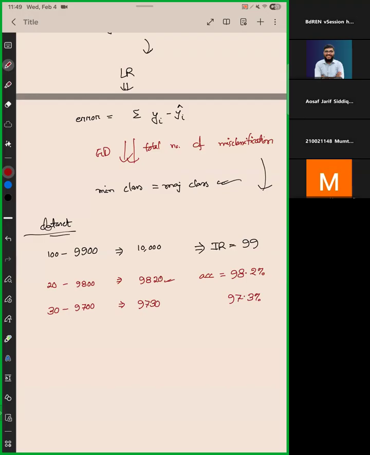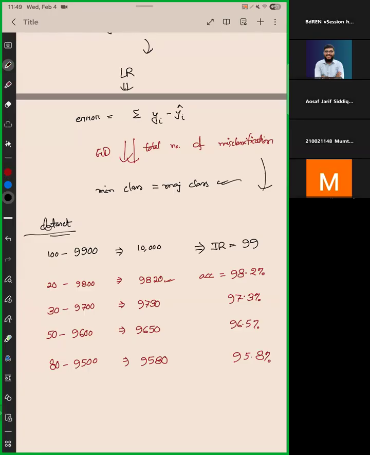Okay. Let's say another one, 50 correctly classified. There you have 9,600, so 96.5%. Another one, 80. It was here, let's say 9,500. So total number of classification is 95.8%.